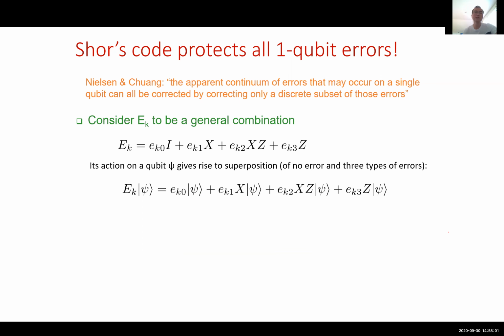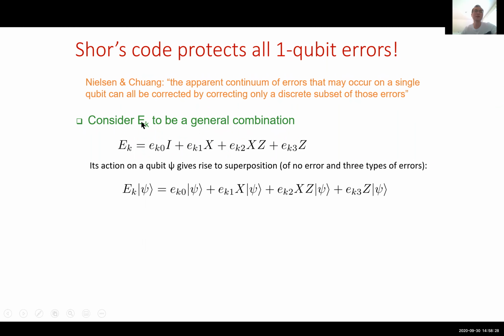Okay, if not, let's talk about why and how we understand that Shor's code can protect all one qubit errors. There's a nice quote from Nielsen and Chuang. It says that the apparent continuum of errors that may occur on a single qubit can all be corrected by correcting only a discrete subset of those errors.